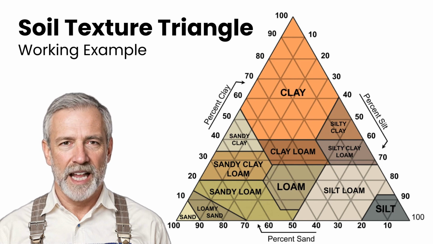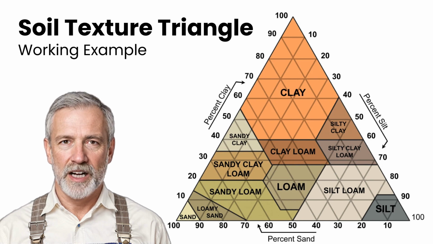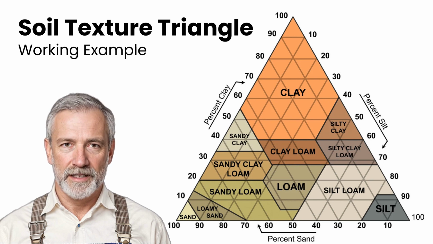Then there's drainage and aeration. Sand's great at letting water and air move through. Clay can get soggy and suffocate roots. Silt's a middle ground again. Nutrient retention's another one. Clay's got a huge surface area and a charge that grabs nutrients and holds them tight. Sand barely holds any. Silt's moderate.